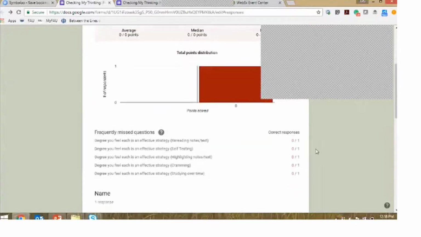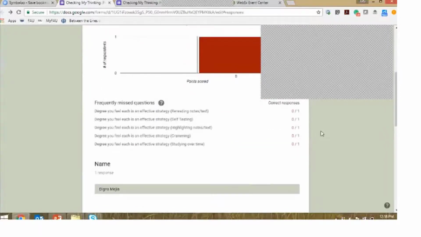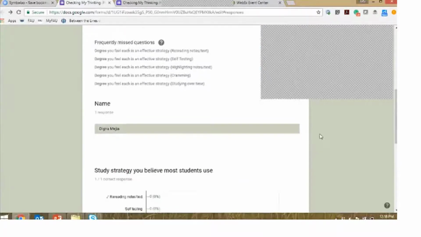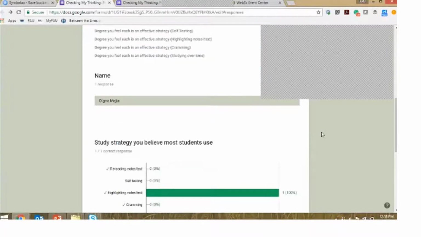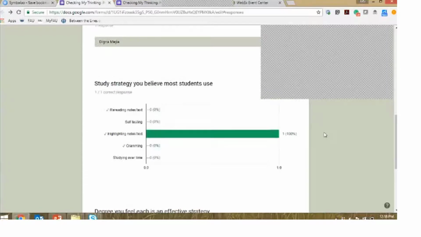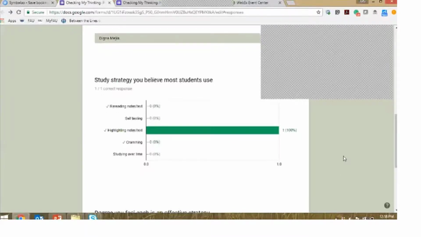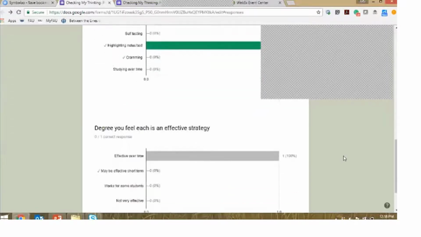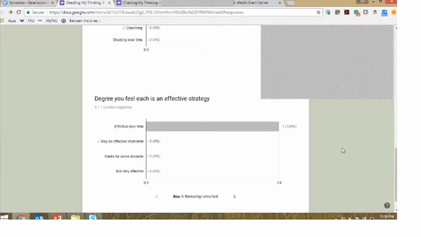So one respondent, and it shows the answers. Thank you, Digna, for joining. I'm hoping I'm pronouncing that right. And the strategy that you believe the students use most is highlighting their notes in text, which is definitely one that we'll take a look at some comments on in just a little bit.